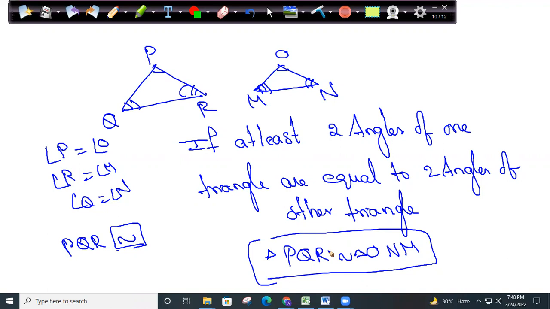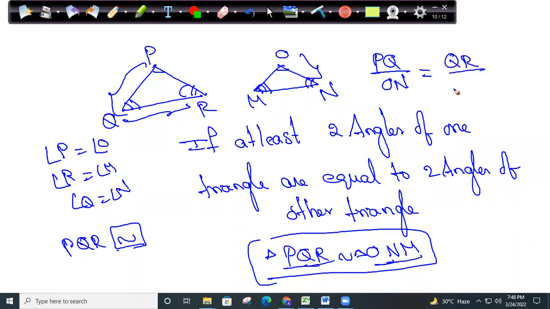So what happens if two triangles are similar? If two triangles are similar, sides are proportional. When I say sides are proportional, PQ corresponds to ON. PQ by ON is equal to QR by MN, or NM, is equal to PR by OM. So sides are proportional. This is the meaning of sides are proportional.